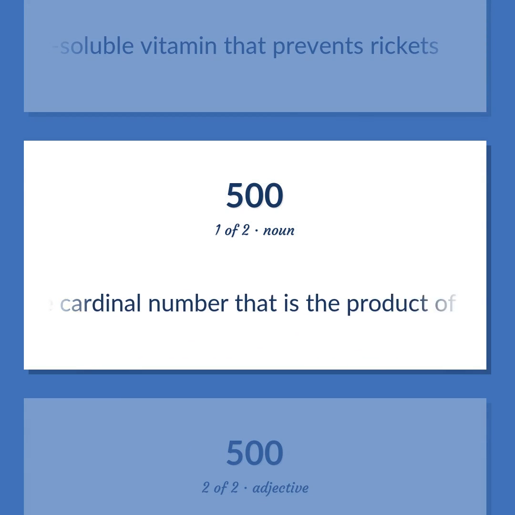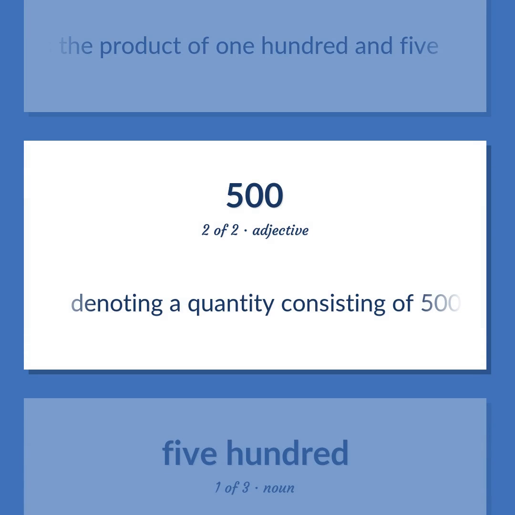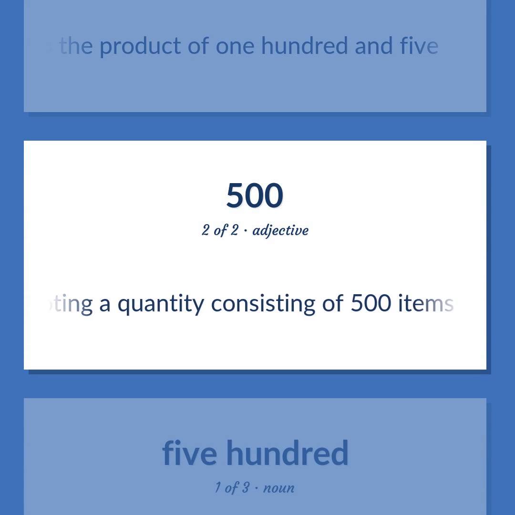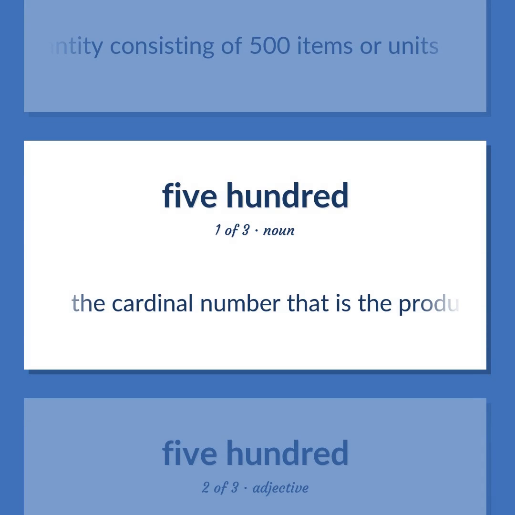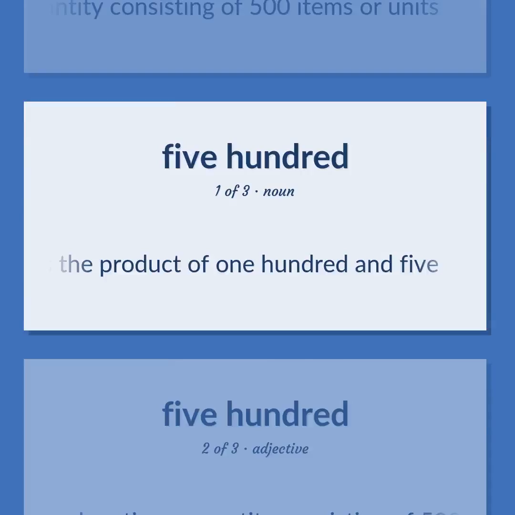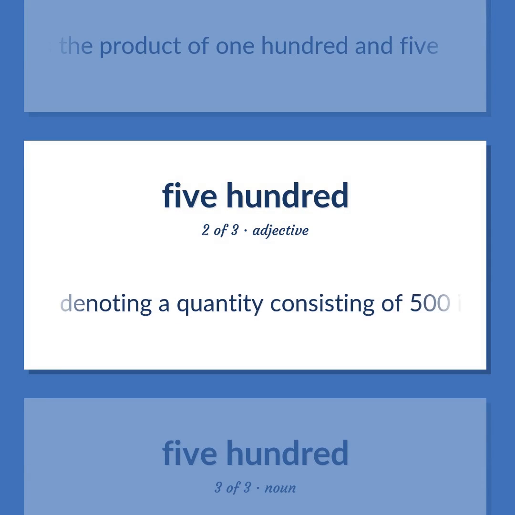The cardinal number that is the product of 105. Denoting a quantity consisting of 500 items or units. The cardinal number that is the product of 105. Denoting a quantity consisting of 500 items or units.